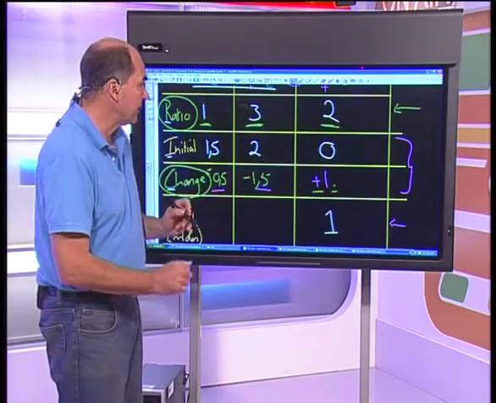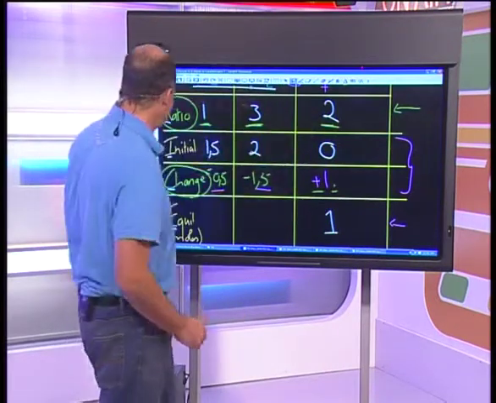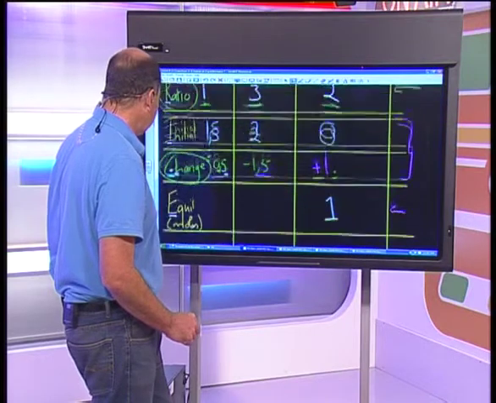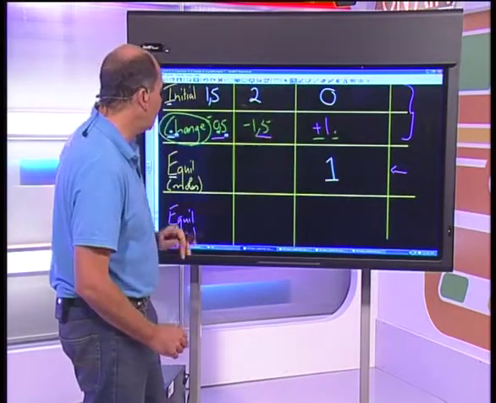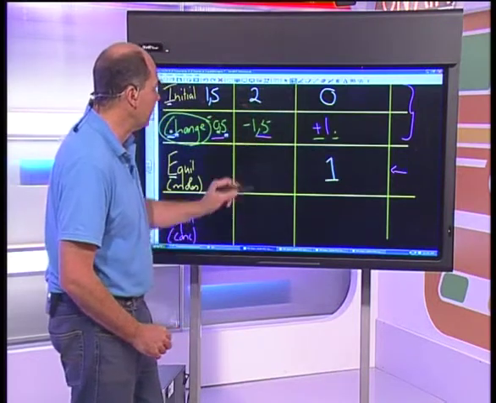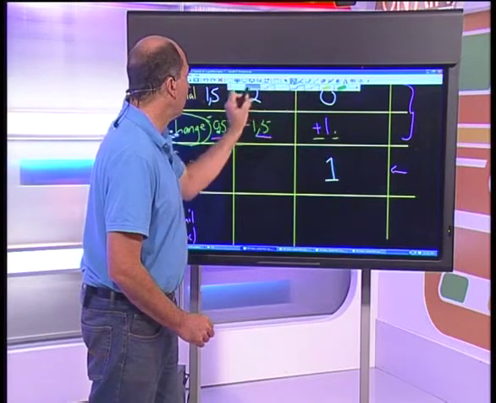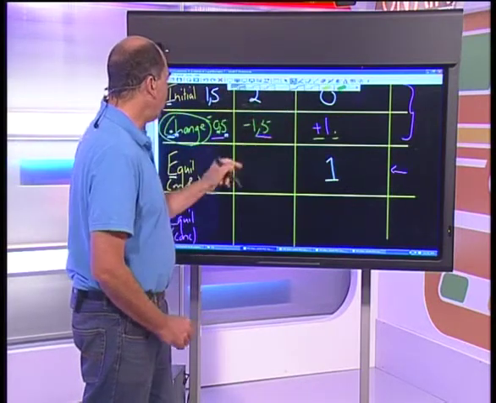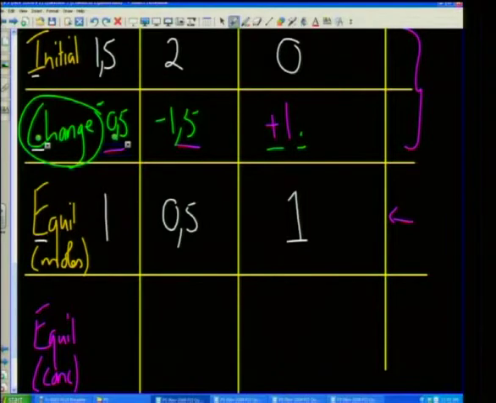Now the next part is easy. Remember what I said over here? We're just going to add these 2 rows. We're going to forget about the ratio line now, and we're just going to do with the initial and the change. We're adding those 2 together. 0 plus 1 gives us 1. Now, what are we going to do when we get 2 and minus 1.5? Oh, guys, that's not difficult. A half. 1.5 minus a half, 1. Those are the moles that we've got.